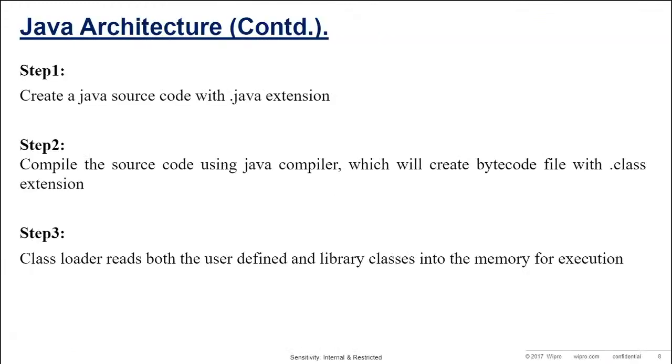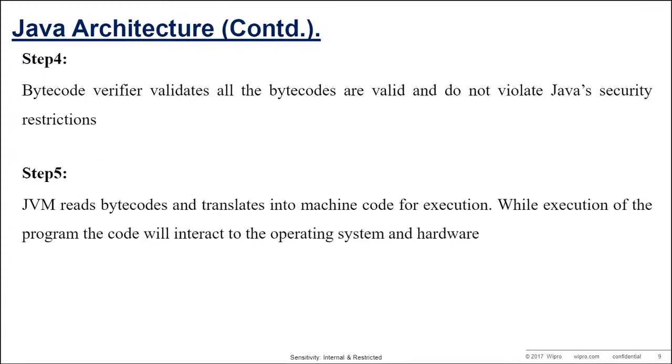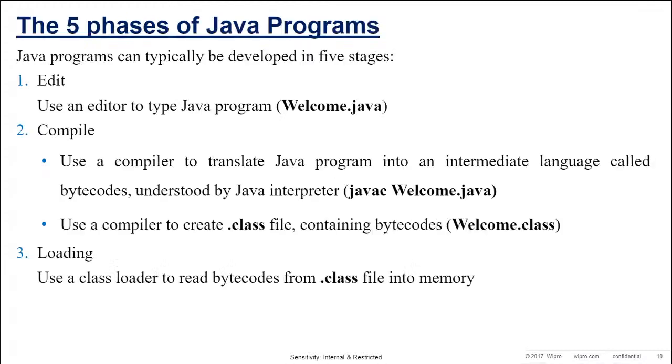And as I mentioned, these are the 5 steps. Step 1, creating Java source code with a .java extension, and compiling using the Java compiler, which will generate the .class file. Step 3, the class loader will read the class files along with the libraries added. Then the bytecode verifier validates the bytecode. Then the JVM reads these bytecodes and translates them for the machine for execution. And these are the 5 phases of Java programs.